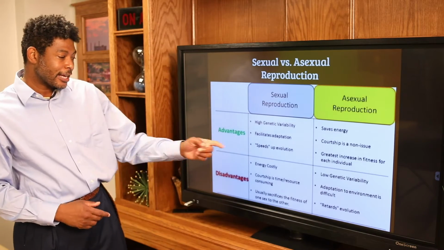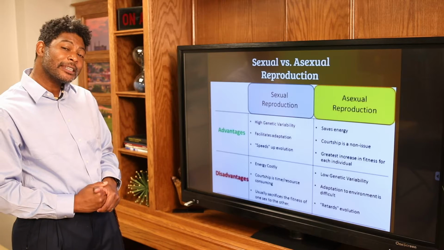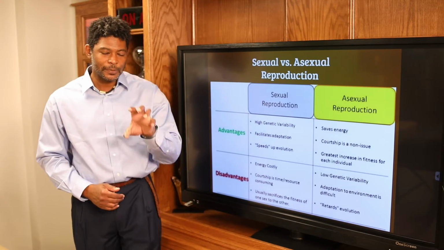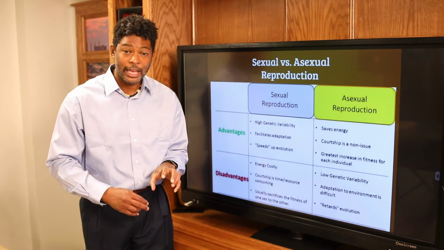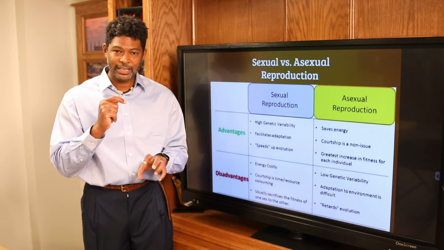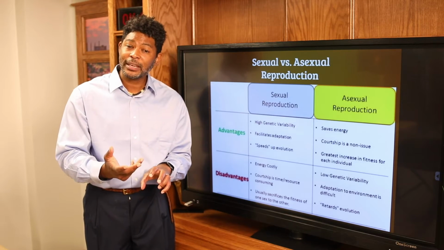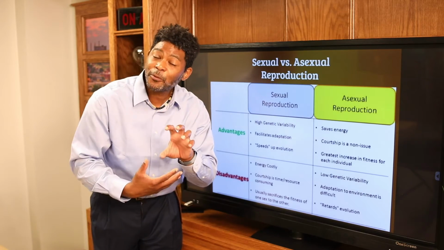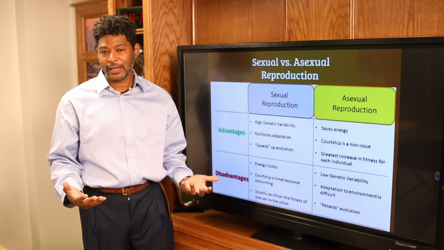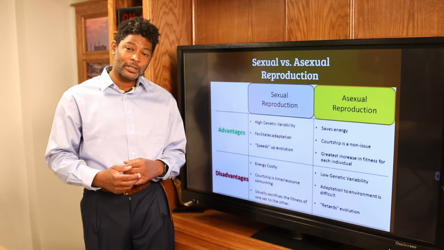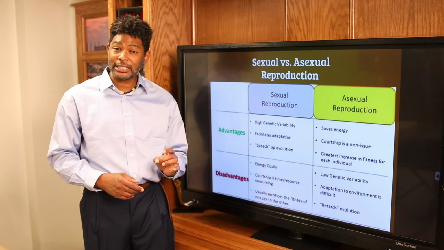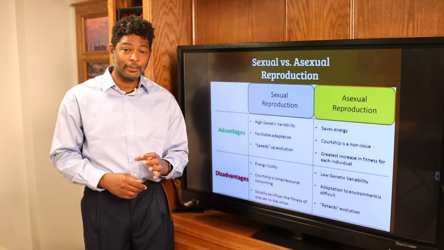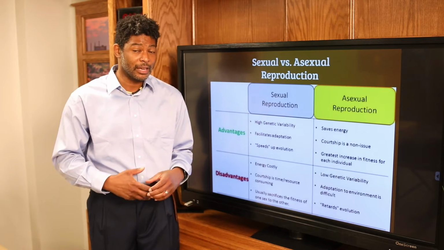All right, next one. Adaptation to environment is difficult. Here's why. If you have an organism that is specific for a certain environment and you drastically change it, then all the organisms that came from it will not be able to survive. That's one reason why bacteria can be easily killed by changing their environment. You can make it either too hot or too cold.